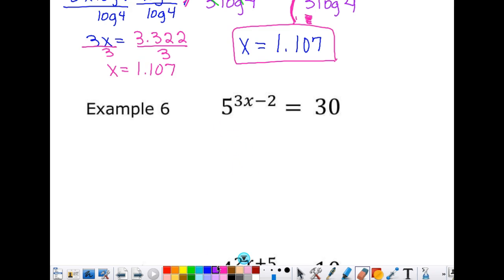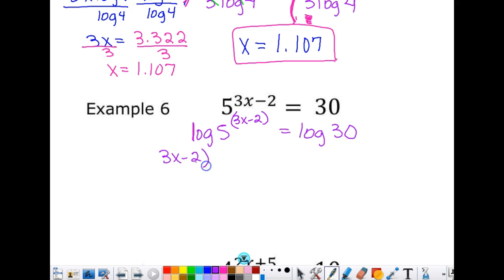So we are going to use logs. So I'm going to say log of 5 to the 3x minus 2 equals log of 30. Then I'm going to put the 3x minus 2 in the front. Log of 5, log of 30.